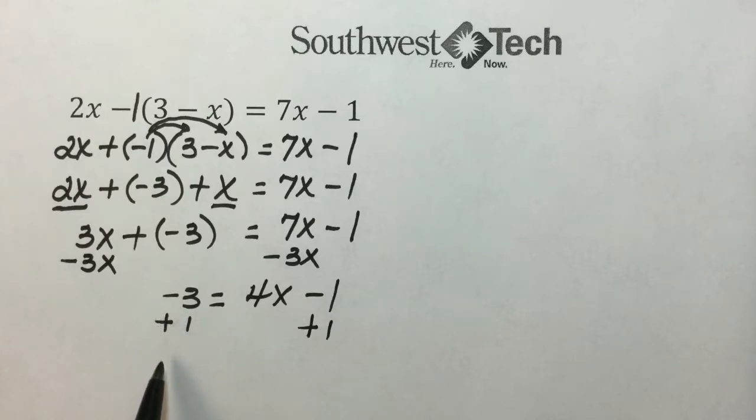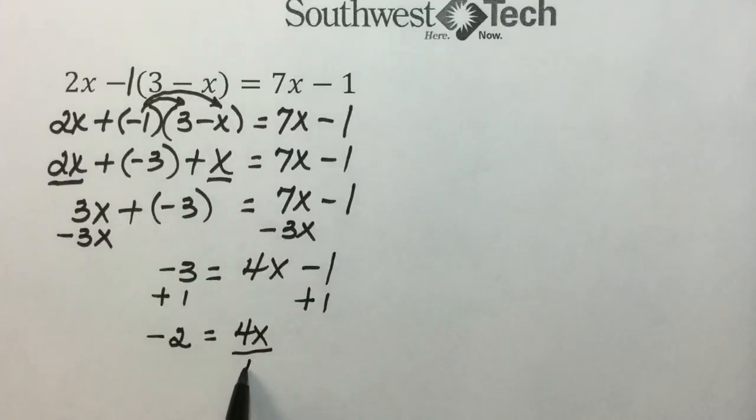Negative 3 plus 1 is a negative 2. 4x minus 1 plus 1 leaves 4x. And last, to undo multiplication, divide both sides by 4, resulting in a negative 1/2 if we reduce that fraction with the common factor of 2 in the numerator and the denominator. 4 divided by 4 is 1 times x is x for our solution.